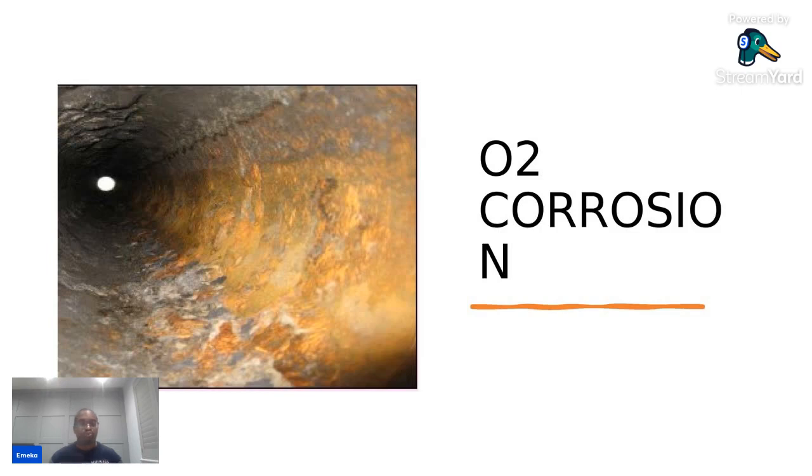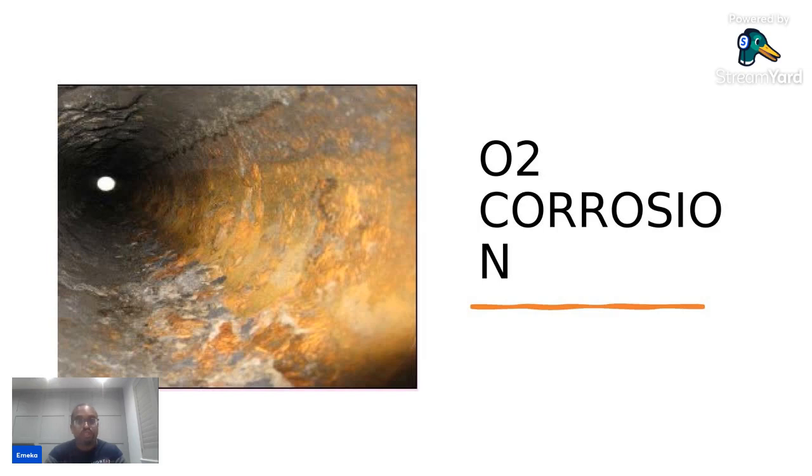The next corrosion we'll be looking at is O2 corrosion, also known as oxygen corrosion. Oxygen corrosion in carbon steel can be seen as general wall loss. So it's more or less uniform. By the way, O2 corrosion is also called uniform corrosion. So it's just seen as a general wall loss.